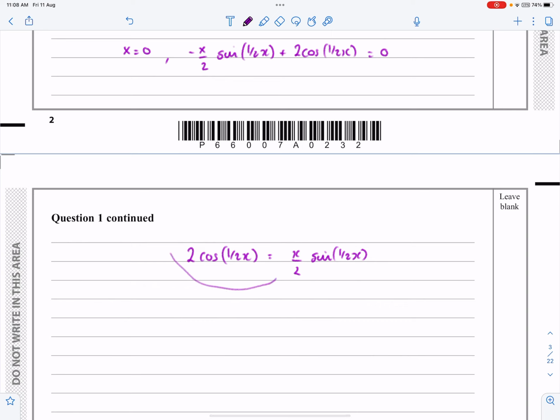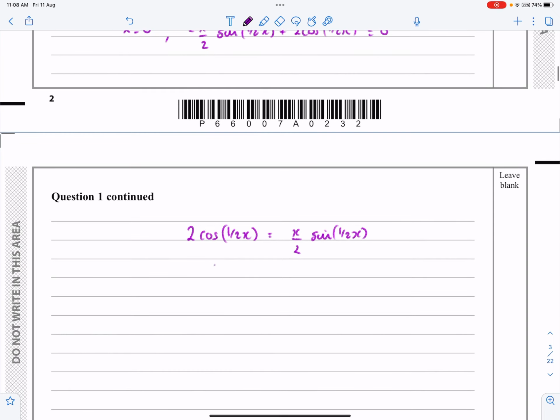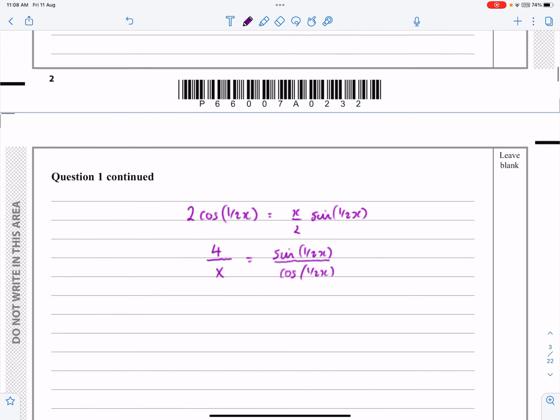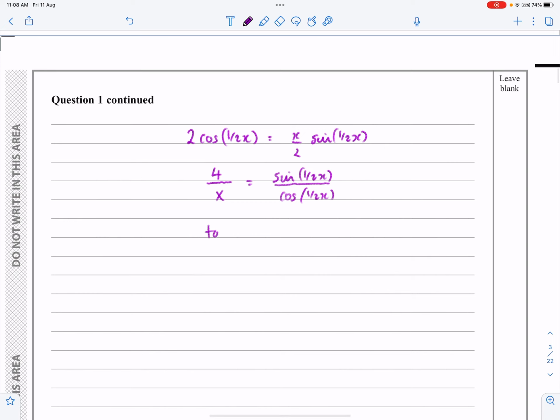And so that's going to be the 2 going up and the x coming down. So quite a bit of work in this next little bit. That's going to be 2 times 2 is 4 over x on the left-hand side. But on the right-hand side, we just have sine a half x over cos a half x. And the whole point of doing that was to then say that's tan, isn't it? So I've got tan a half x equals 4 over x now.